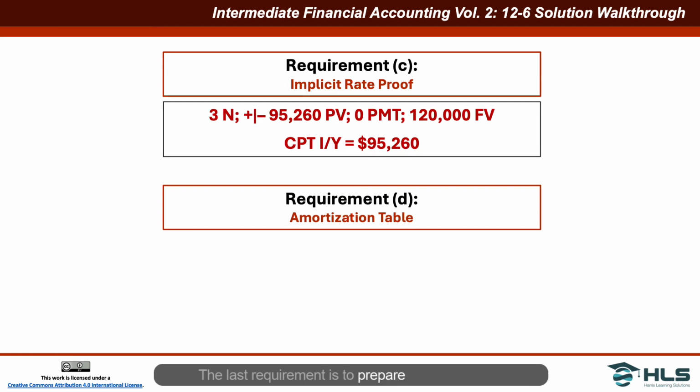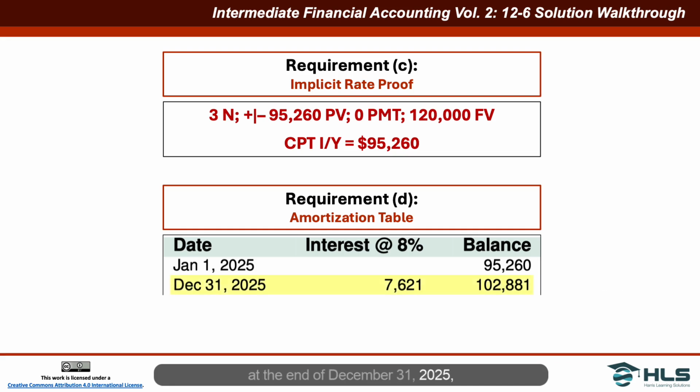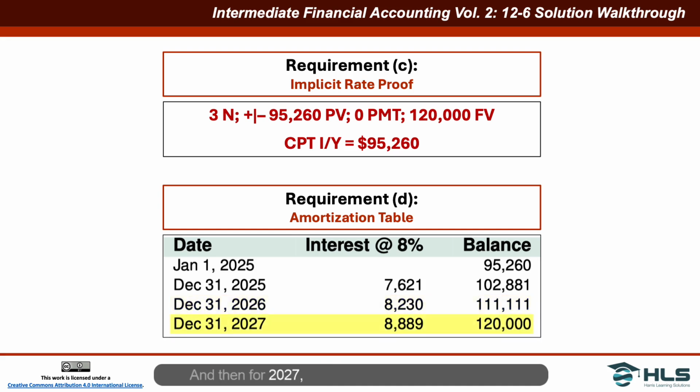The last requirement is to prepare an amortization table for Northlace. So we'll start with a balance of $95,260. At the end of December 31st, 2025, so the first year, we're going to take that balance of 95,260 multiplied by 8%. That's 7,621, and that amount is then added to the balance to give us 102,881. Then for 2026, we'll take 8% of that previous ending balance of 102,881. That gives us 8,230, for an ending balance of 111,111. And then for 2027, we'll take that 111,111 times 8%, which gives us 8,889 in interest, which then gets added to the balance to end up with $120,000.